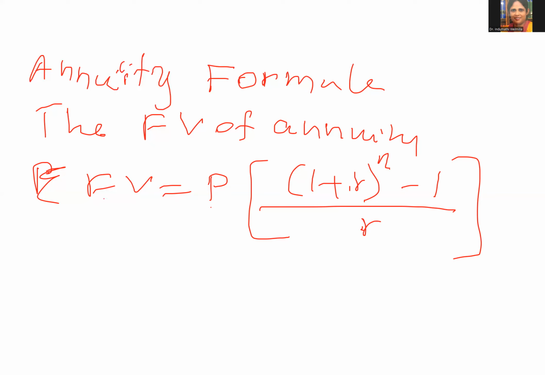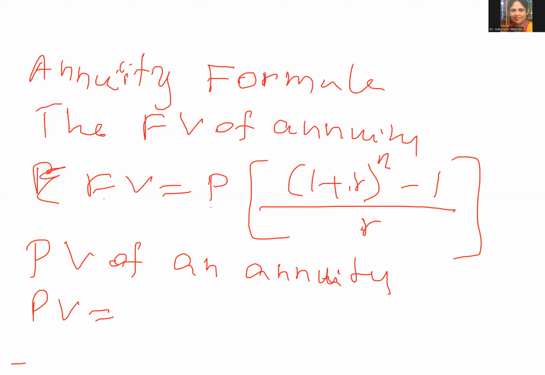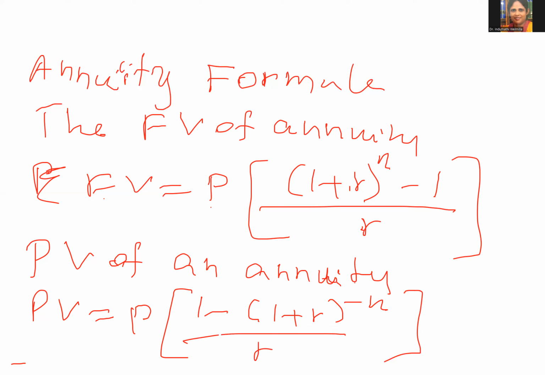Or if you want to find the present value of an annuity, you can use this formula. We need to find the PV. PV equals P multiplied by 1 minus (1 plus R) to the power minus n, divided by R. Okay, so remember this one.